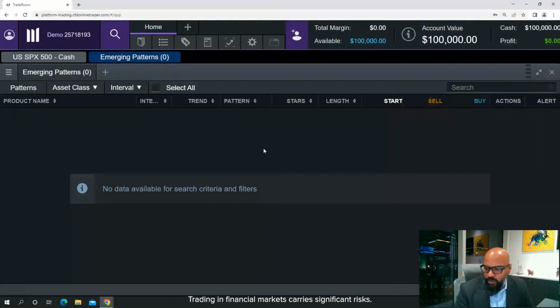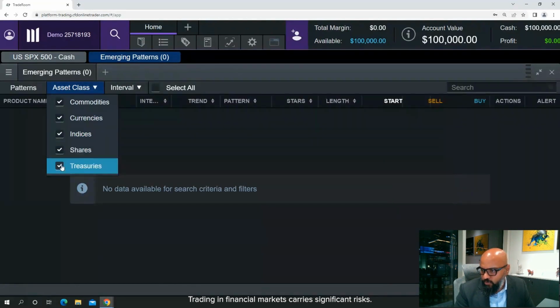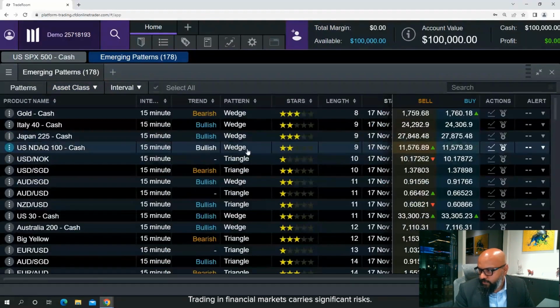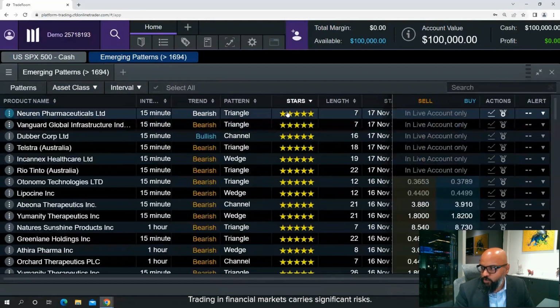I'll just show you a quick one. Asset classes. I'm just going to choose all the asset classes. All right, so we learned about different patterns. Here are a couple of patterns. Now it also tells you in terms of stars. A five star means it's a very strong pattern. So these are emerging patterns.